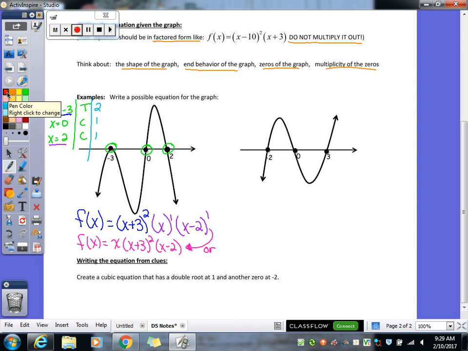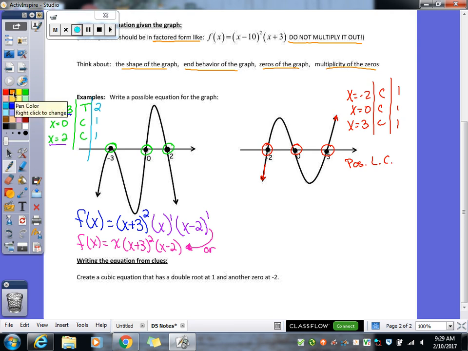Let's take a look at our next one. We've got 1, 2, 3. All right, so let's write these out again. So I've got x equals negative 2, x equals 0, x equals 3. It crosses for all of them. So my lowest exponent possible would be a 1. If we're taking a look at this, I can tell it's going to be an odd degree because my left side's down, right side's up. They're going in opposite directions. And the fact that it's left down, right up, that tells me it's a positive leading coefficient also.